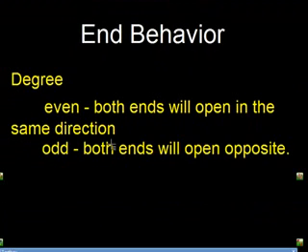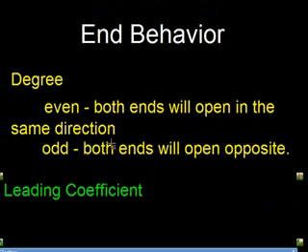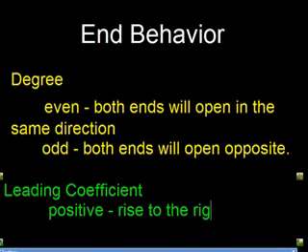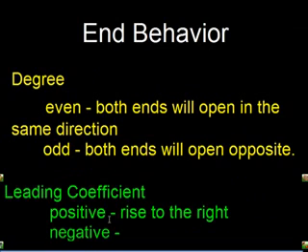The second thing we look at to determine the end behavior is the leading coefficient. If the leading coefficient is positive, the graph will rise to the right. If you have a negative coefficient, then your graph will fall to the right.